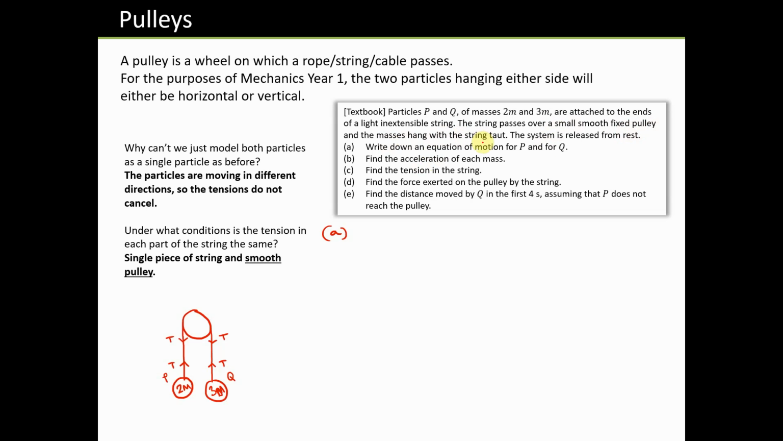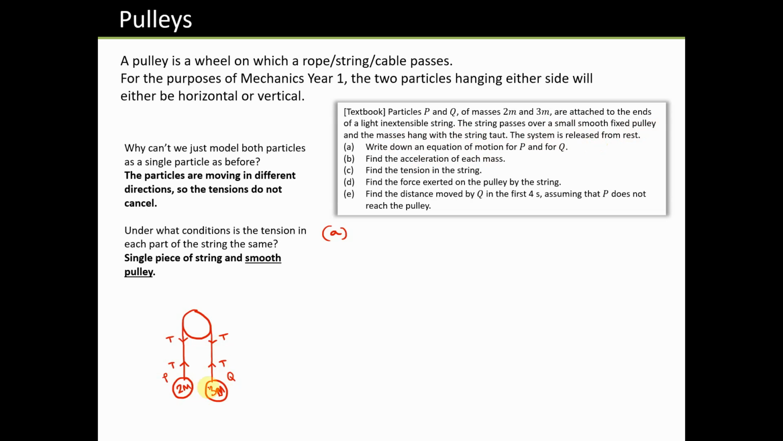And the string is taut. That means the string isn't like an elastic band. It's not stretchy or floppy or anything like that. The system is released from rest. And that's all they give us. We don't seem to have that much stuff here.